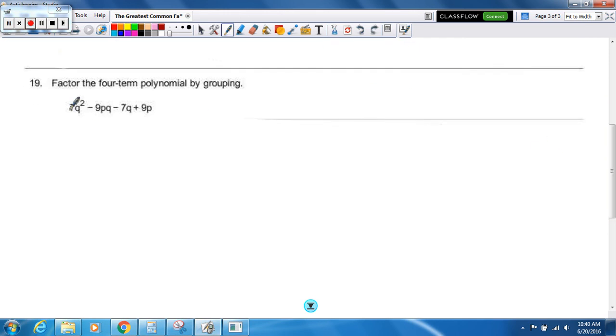Number 19. I can take a q out of those. There's no common number that I can divide them by. So I have a 7 and 2 q's. I took a q out. That gives me a 7 and 1 q left, minus sign. I have a 9, a p, and a q. I took the q out, so that's a 9 and a p left.